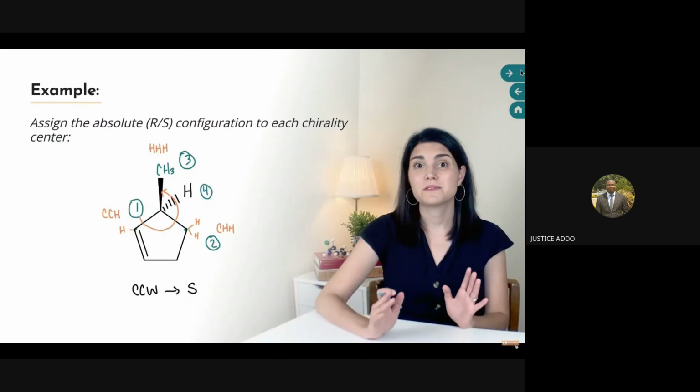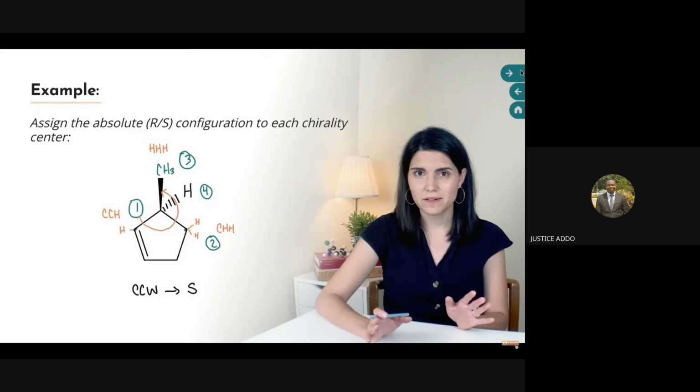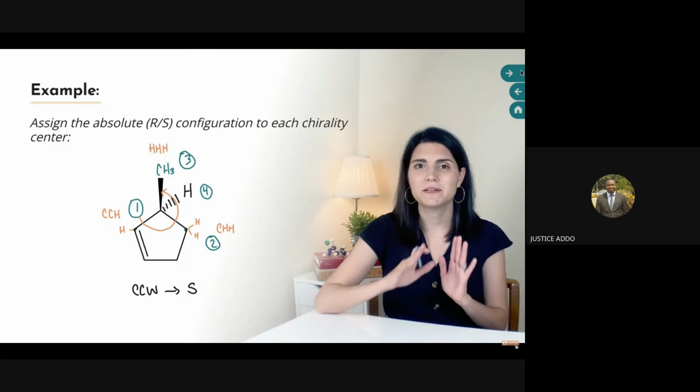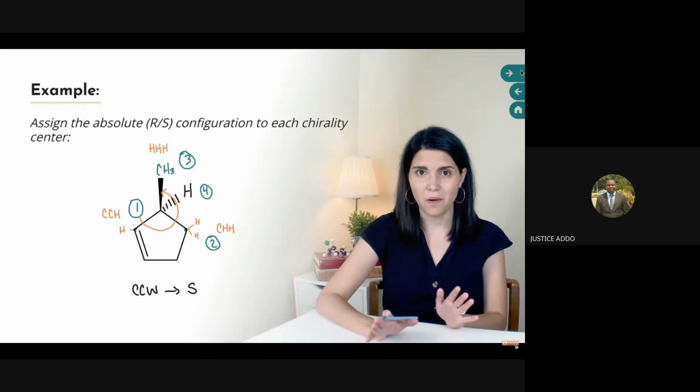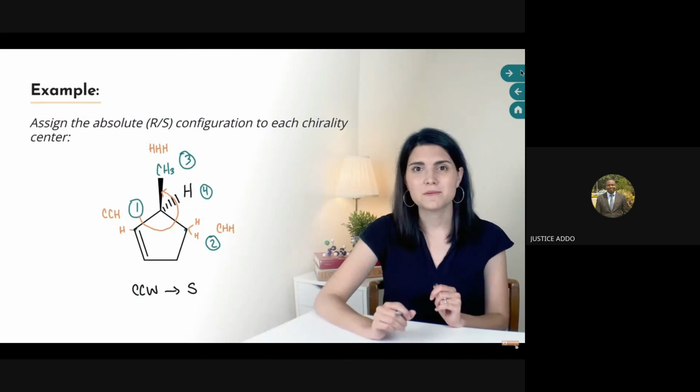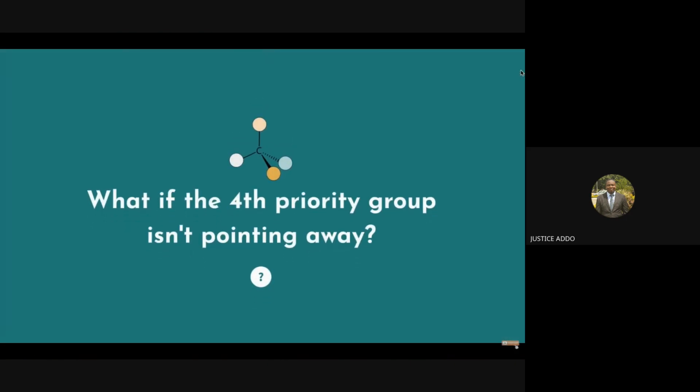So that example was great because our fourth priority group, our hydrogen, was already pointing away from us on that dashed bond. But on an exam, your professor might not be so nice. You need to know what to do if you come across a molecule where the fourth priority group isn't drawn on the dashed bond. The hydrogen or that fourth priority might be pointing towards you, or it might be in the plane of the page, and you need some strategies to help you solve those problems really quickly and be able to assign R and S no matter which way the molecule is drawn.